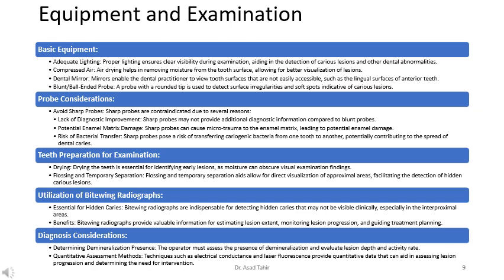Dental mirror. Mirrors enable the dental practitioner to view tooth surfaces that are not easily accessible, such as the lingual surfaces of anterior teeth. Blunt/ball-ended probe. A probe with a rounded tip is used to detect surface irregularities and soft spots indicative of carious lesions.